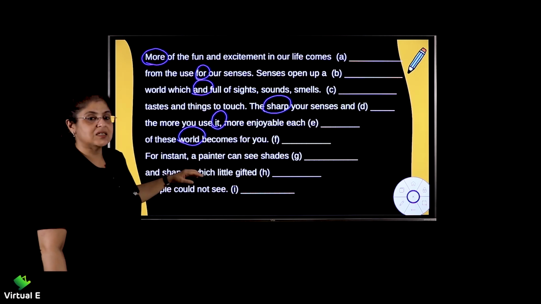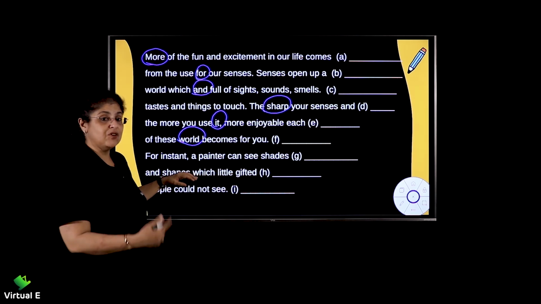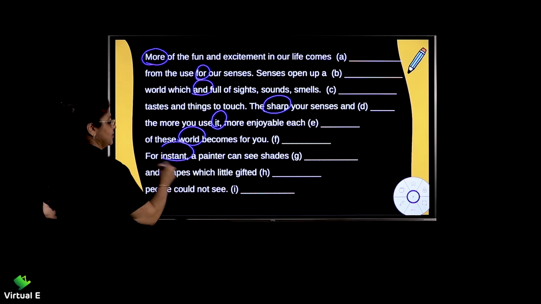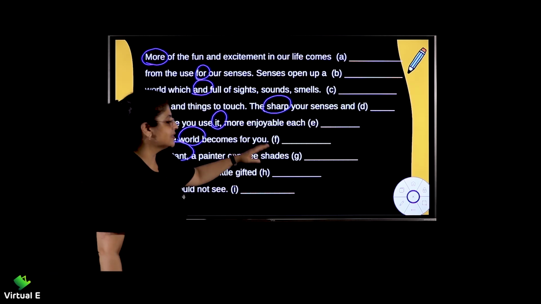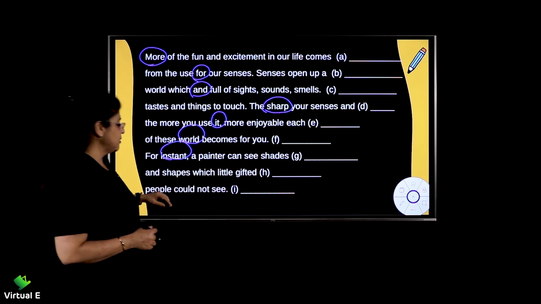For instant. What is instant? You are saying for example, right? So, for instance, right? This is your incorrect word. For instance, a painter can see shades and shapes which little gifted people.